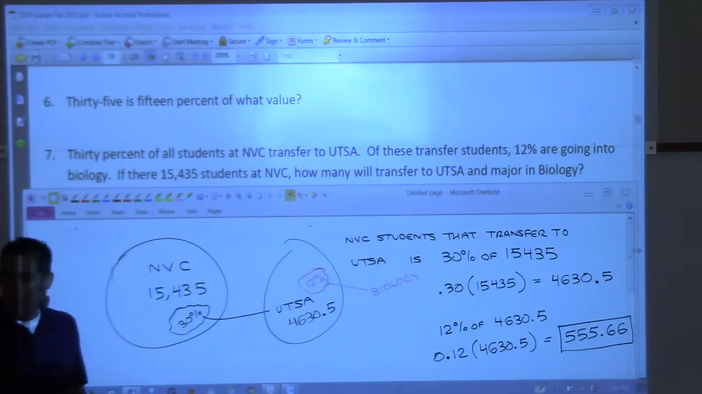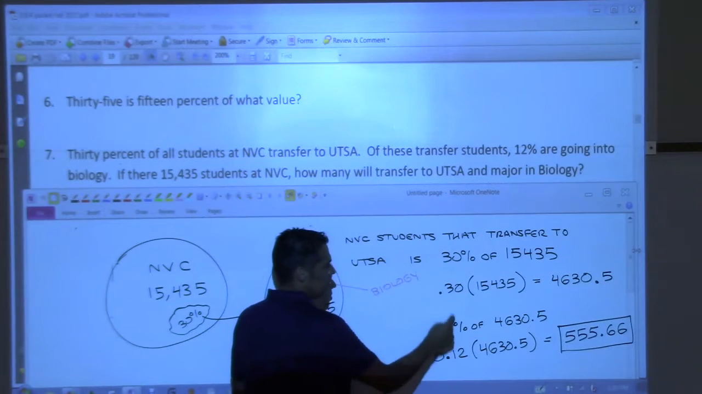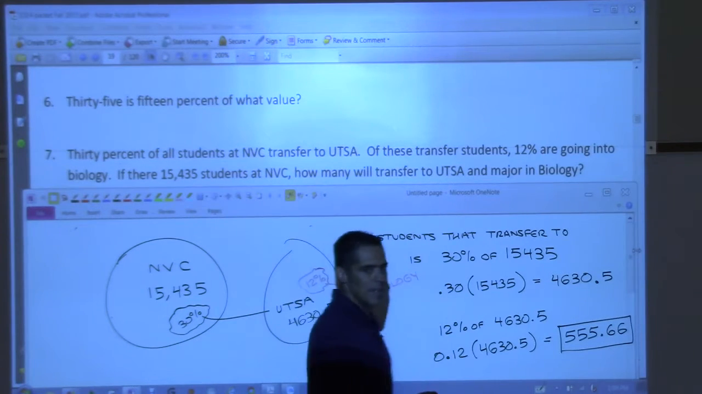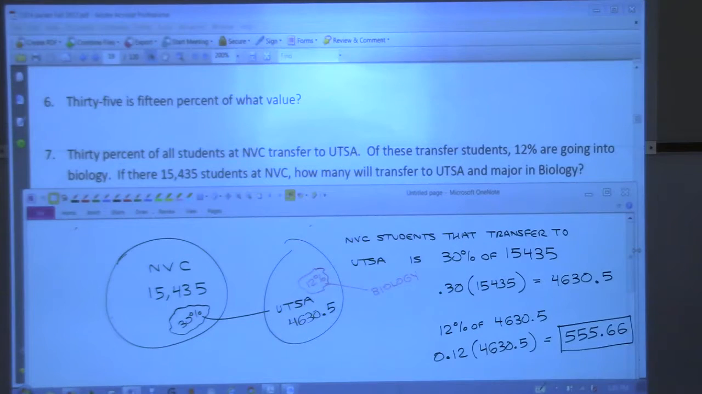Now you could have done this all in one swoop. You could have done 0.12 times 0.3 times that, all of it at one time. But I think this breaks it down better and you can kind of see what's happening. We good? All right, let's move on.